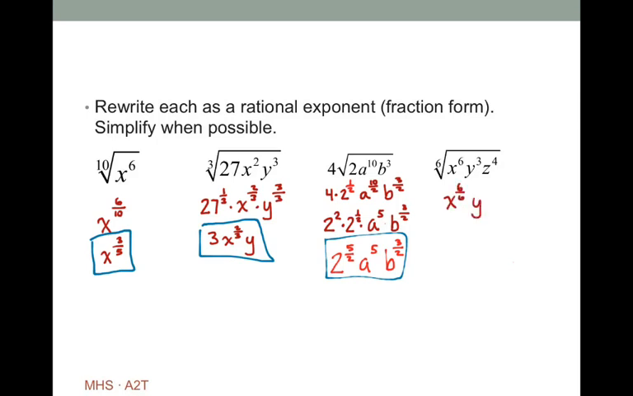And then the last one, x to the 6 over 6 times y to the 3/6 times z to the 4/6. Simplifying all those fractions, we're going to get x to the 1st, y to the 1/2, z to the 2/3, and that is our most simplified form.